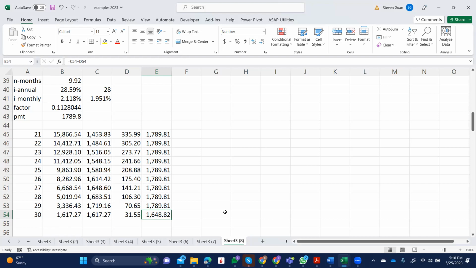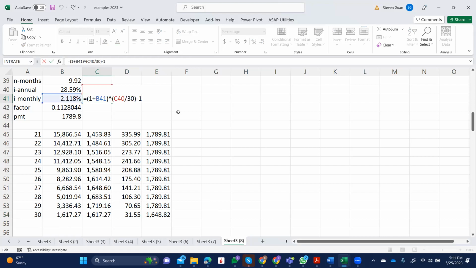Can you show the formula for iMonthly, please? Yes, iMonthly, this one here. So this one here is going to be equal. Remember, we have only 28 days from the last month, correct? This 0.92. So what we need to do is compute the interest rate for just 28 days. It's 1 plus B41, this rate here, that is the monthly rate, to the power 28 divided by 30, minus 1.